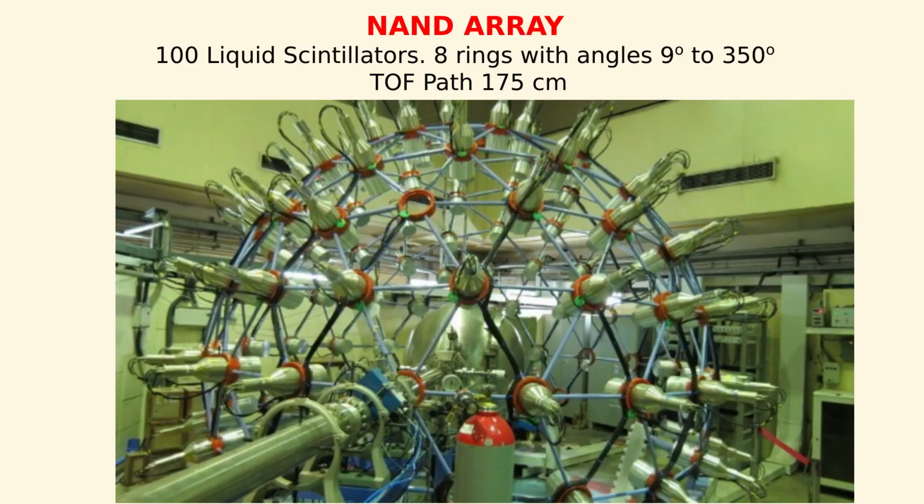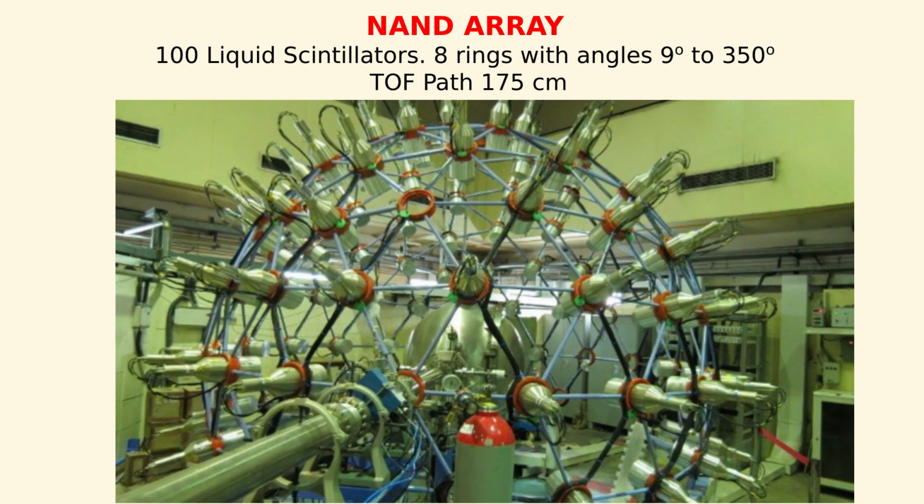So let's see what this lesson is about. First of all, I think all of you probably know, since you're watching this video, that at IUAC New Delhi, there is an array which is called the National Array of Neutron Detectors, and it is a large spherical assembly in which there are approximately 100 neutron liquid scintillator detectors. These detectors are arranged in 8 rings. Each ring is actually a horizontal plane, and the angles the detectors make with respect to the beam direction range from 9 degrees to 350 degrees. The number of positions where the liquid scintillators can be arranged is actually 111. In the mechanical assembly, there are 111 positions.